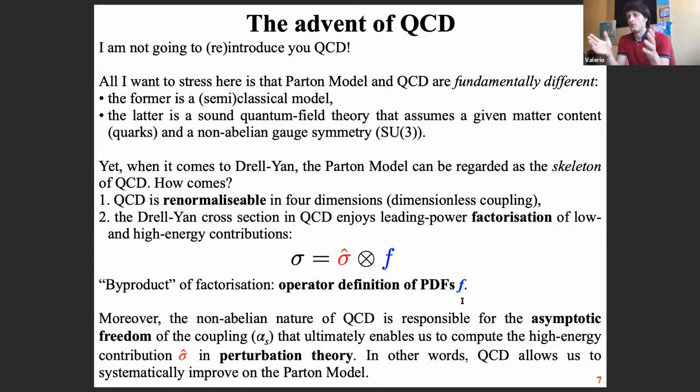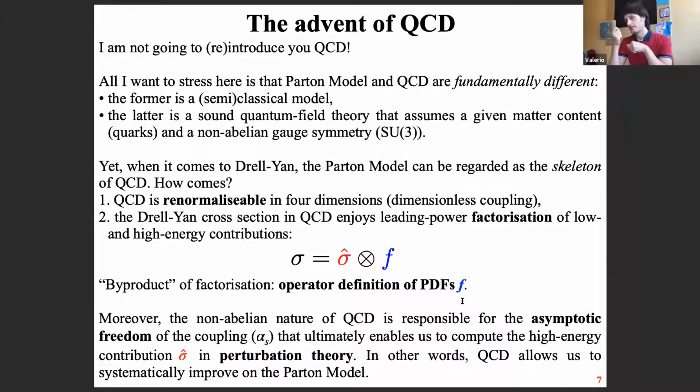On the other hand, we have QCD. QCD is a full-fledged quantum field theory that assumes some matter content, quarks, and then you enforce a gauge symmetry, which is an SU(3), a non-abelian symmetry, and then you generate the interactions. So there are two completely different views of nature. Yet the surprising thing is that when one discusses Drell-Yan, the parton model can actually be regarded as the skeleton of QCD. It's like QCD is an improvement of the parton model. This is quite surprising if you think about it.